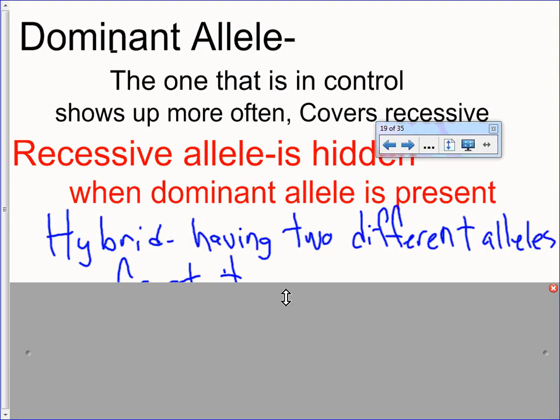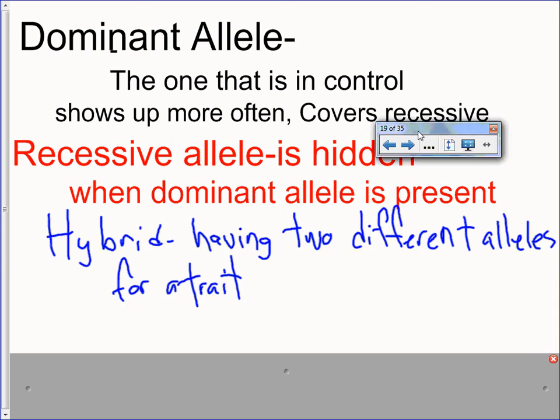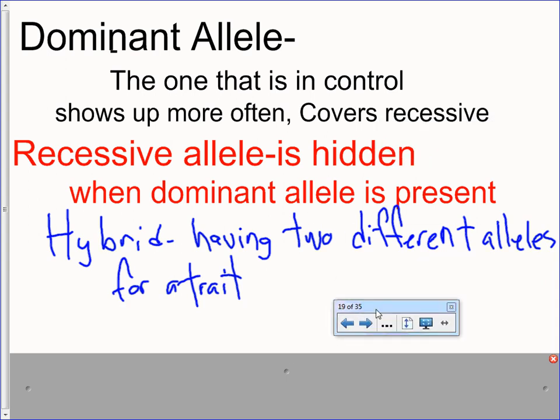Let's see. Oh, I was wrong. Dominant and recessive. The dominant allele is the one that's in control. It's dominant. It dominates the trait. It covers up the other trait. It covers up the recessive trait. And recessive, or receding, or hiding, the recessive trait is hidden when the dominant allele is present. And then we did the hybrid again there. But the recessive trait will only show up if you have 2 copies of that. The dominant allele will show up and cover up the other one.